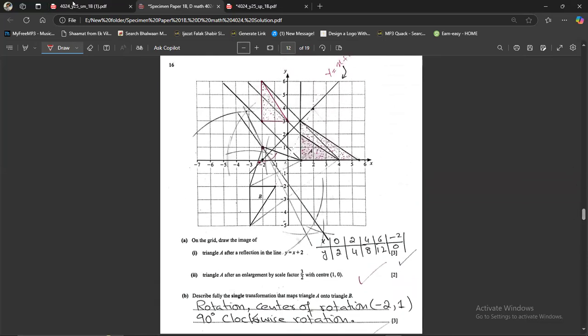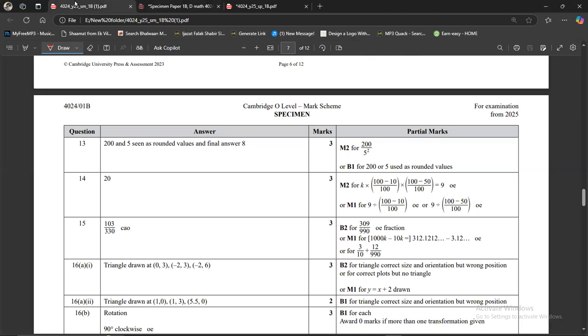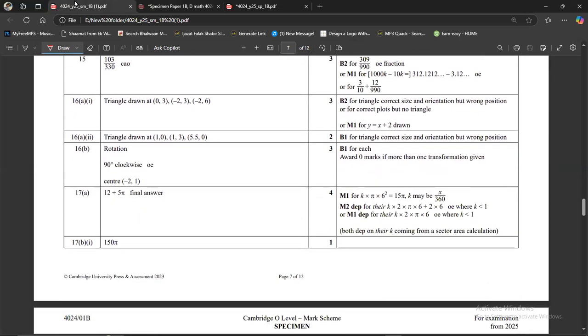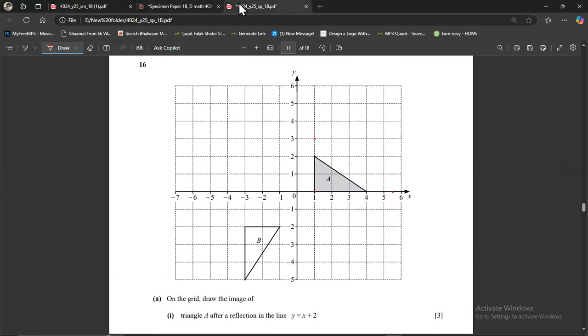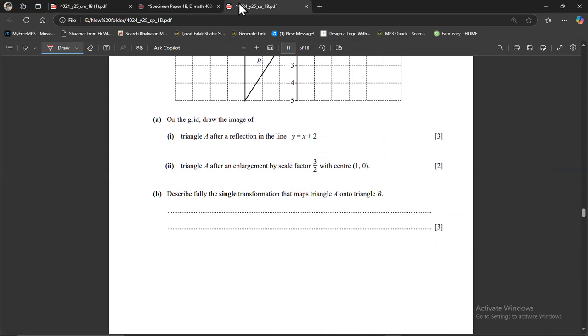Okay, so this is question number 16. Let's check the answer. So question number 16, the answers are showing up on your screen. You can pause the video and take your time. I believe my answers are right. This is how this is done. Hopefully you have learned the translation.